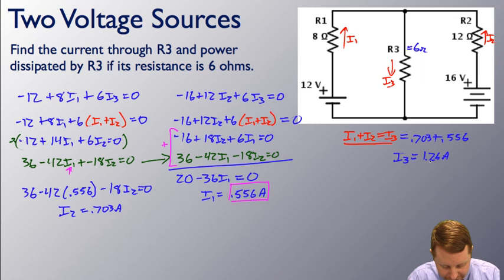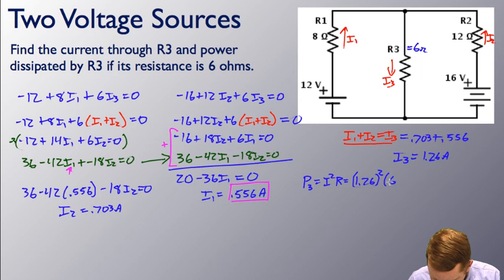Excellent. So once I've got that, if I want the power dissipated by R3, I can use I squared R, which is going to be 1.26 amps squared times R, 6, for a power dissipated of about 9.5 watts. So I've found the current through R3 and the power dissipated by R3 using this system of equations. And you can do the algebra any way you want. You don't have to solve it the way I did. But the setup using KCL and KVL is pretty standard.